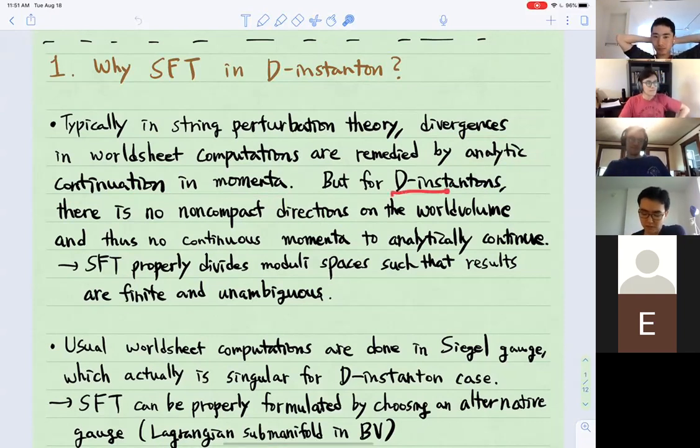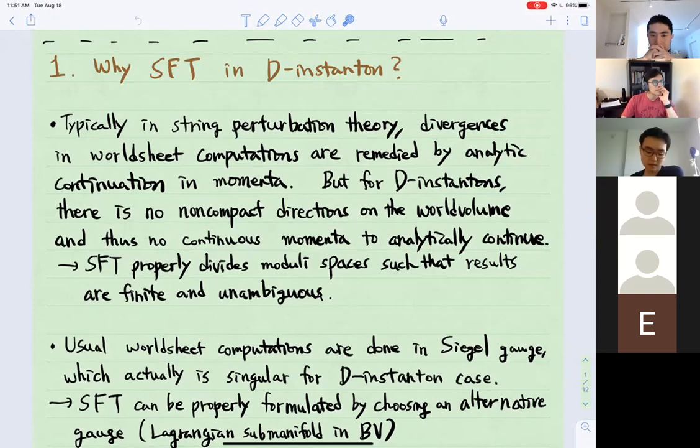But the thing for D-instanton is that it doesn't have any non-compact directions, meaning that regarding the open strings on the D-instanton, they're really discrete and they carry no continuous momenta, which you can analytically continue. So the usual trick of analytic continuation simply is not applicable here. So when Victor mentioned that logarithmic divergence, that is just absolutely there, and you simply don't know how to deal with it in any unambiguous way in the usual string worldsheet perturbation theory.